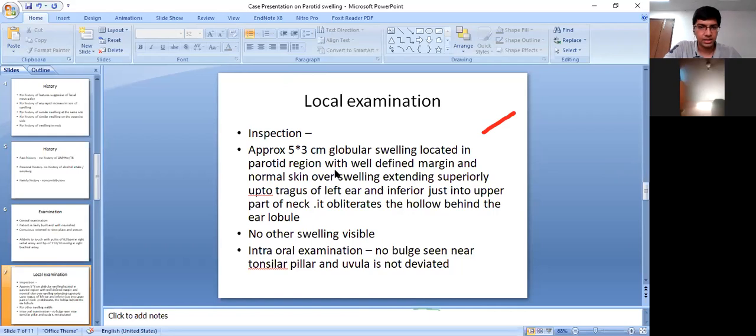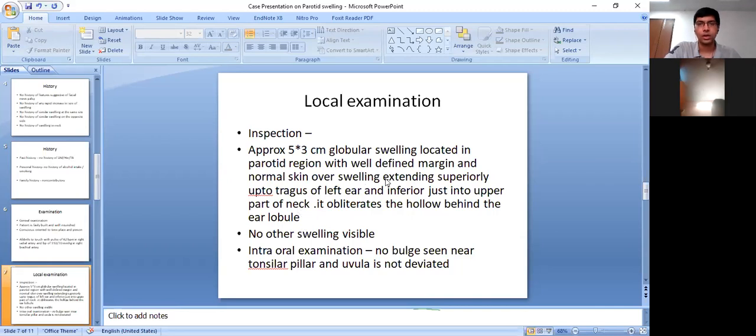Here in the inspection part, the thing you have to stress is that there is normal skin over the swelling. Normal skin over the swelling rules out any sudden increase in size because of infections, like secondary to Warthin's or parotitis. And the other important thing is that it obliterates the hollow behind the earlobe.